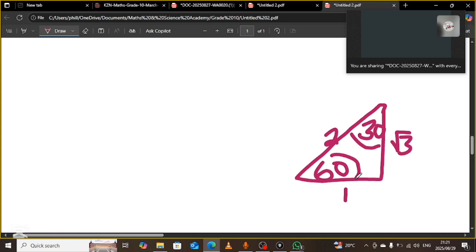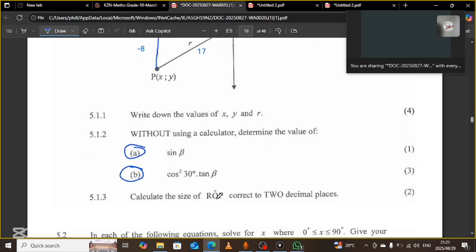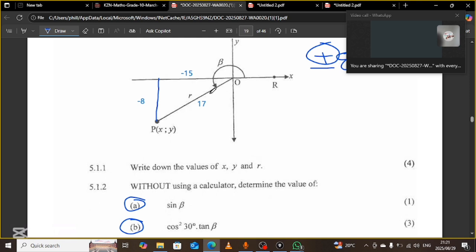It's 2 over 500. So now, calculate the size of R and the OP, correct to 2 decimal places. So calculate R and the OP, this angle, correct to 2 decimal places. I'm getting negative 28.072 degrees. Okay, let's see. How did you do it?